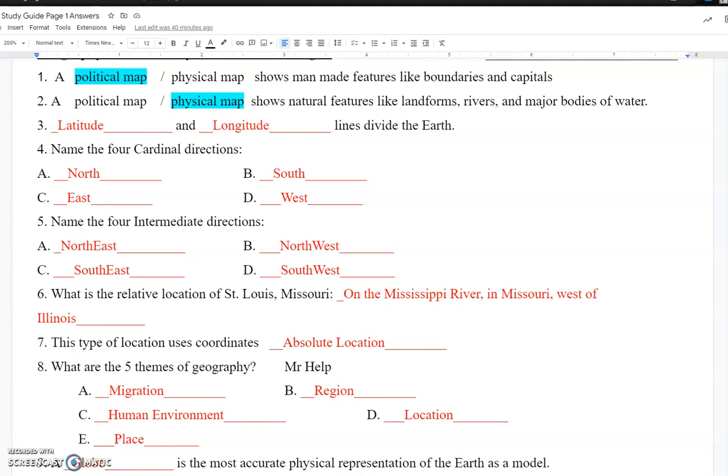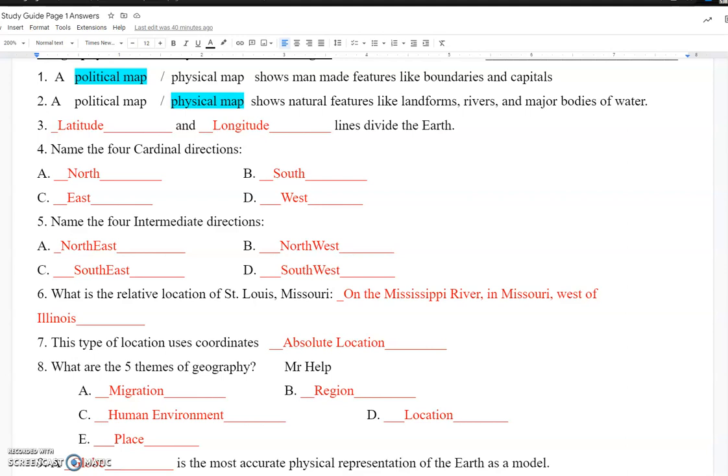That's something that you can actually physically see. Number three, it's asking for the lines that divide the Earth. Those are the ones that go east and west. That would be your lines of latitude. And then north and south are going to be your lines of longitude. Number four, the four cardinal directions. Hopefully you know what these are. It's the ones that you're going to find on the face of a compass. It's north, south, east, and west.